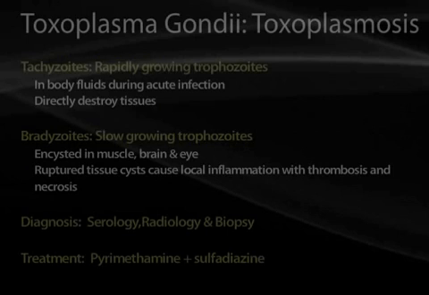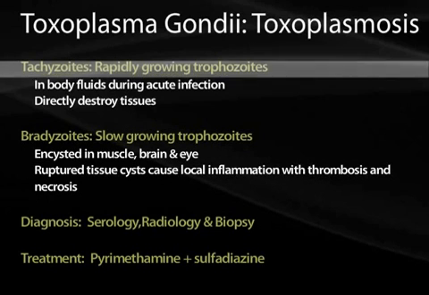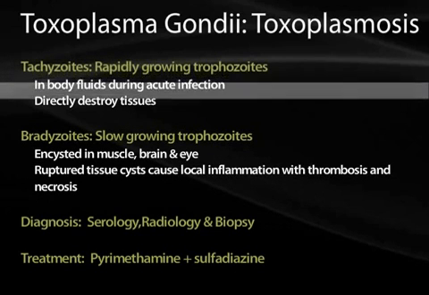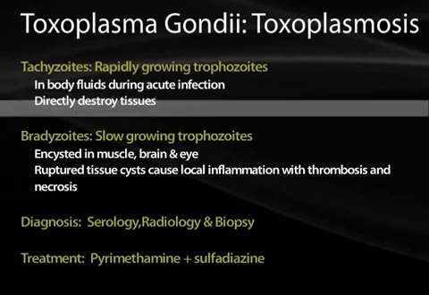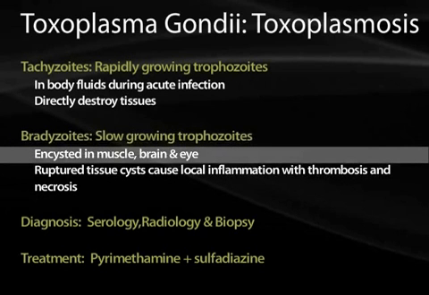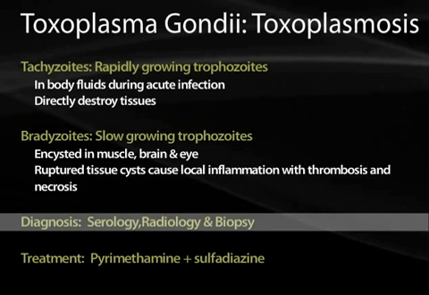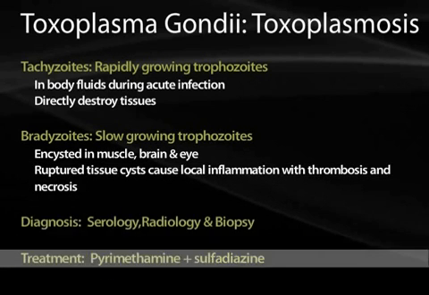With toxoplasmosis, you have tachyzoites, which are rapidly growing trophozoites, and these are in the body fluids during acute infection, and they directly destroy tissues. You can also have bradyzoites, which are slow-growing trophozoites, and these encyst in the muscle, brain, and eye, and can stay there for years and years. If you rupture the tissue cyst, you'll get inflammation, thrombosis, necrosis, and badness. So if you've got a tissue cyst, unless it's causing a problem, you want to leave it alone. The diagnosis is by serology, radiology, and biopsy. Treatment is pyrimethamine and sulfadiazine.